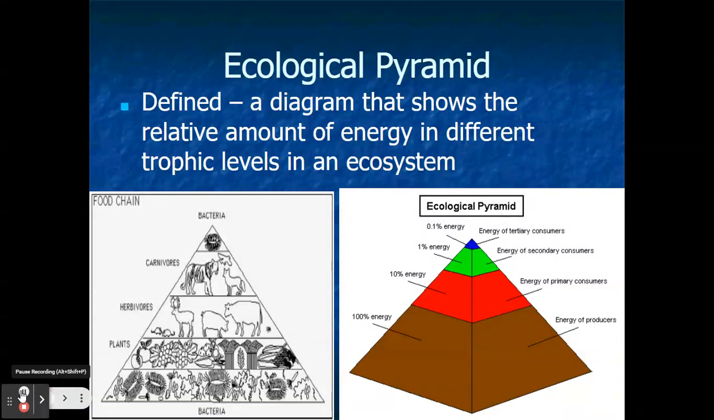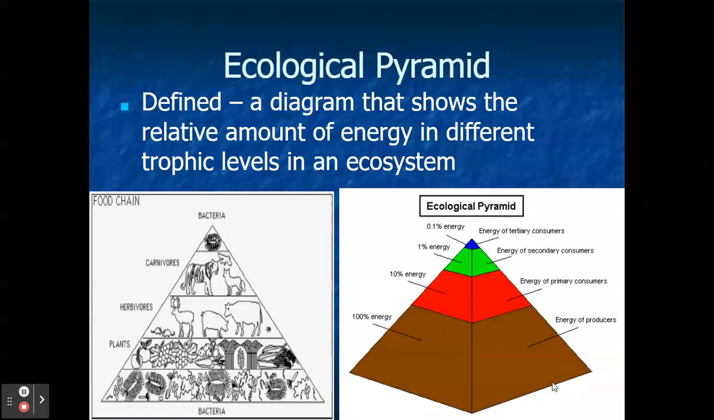So the way that we show this transference of energy, rather than just using lines and arrows, is we do something called an ecological pyramid. This is a diagram that shows a relative amount of energy for each trophic level. Right here, we're going to do a side-by-side comparison. 100% of the energy that will ever exist in a food web is found in producers, and they are the very base of the ecological pyramid. The diagram on the left shows that they have 100% of energy. They get it all from the sun.